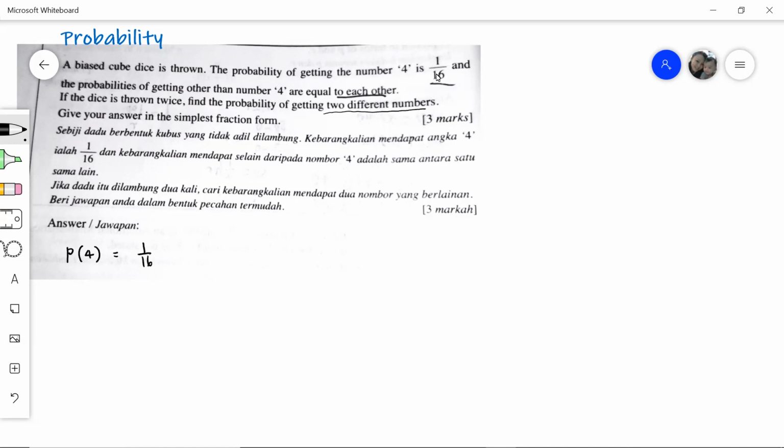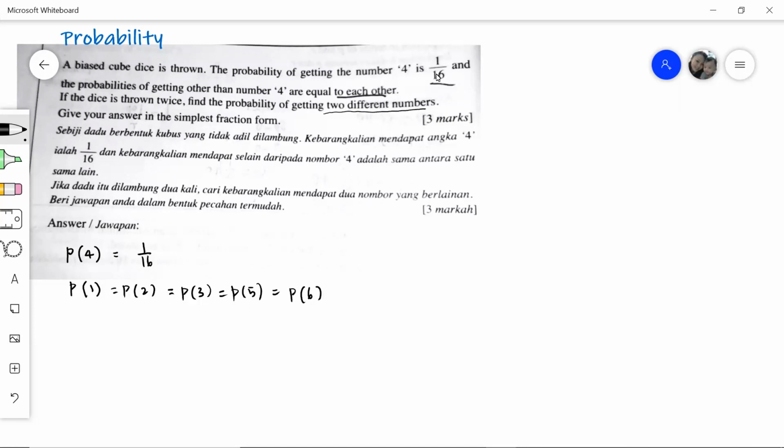Because if it is an unbiased cube which has 6 faces, to get each number, the probability should be 1/6. But over here, since it is a biased cube, the probability is different. So the probability to get 4 is 1/16, and the probability to get other than 4, for example, the probability of getting 1, are equal to each other. That means getting 1 has the same probability as getting 2, 3, 5, and 6.